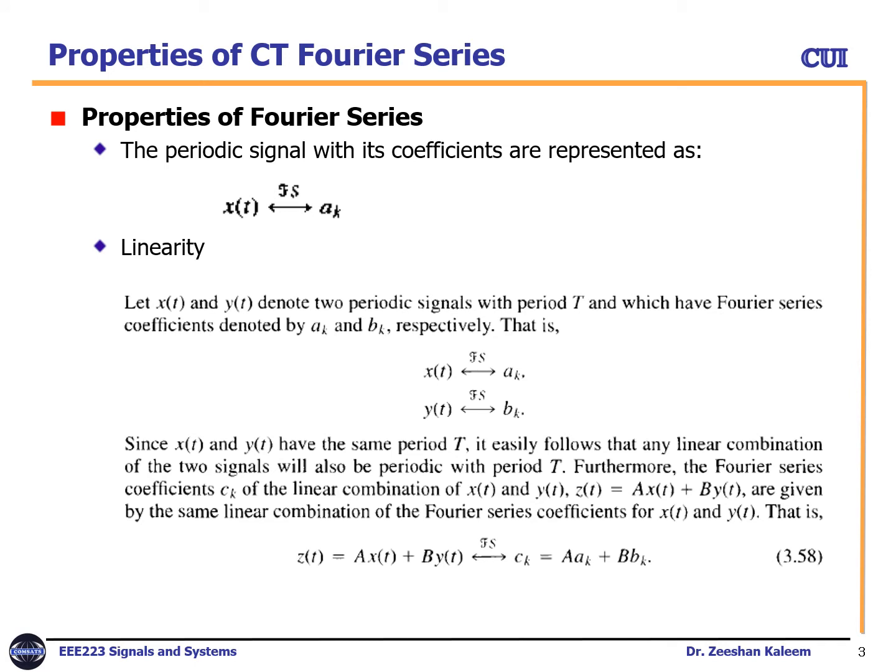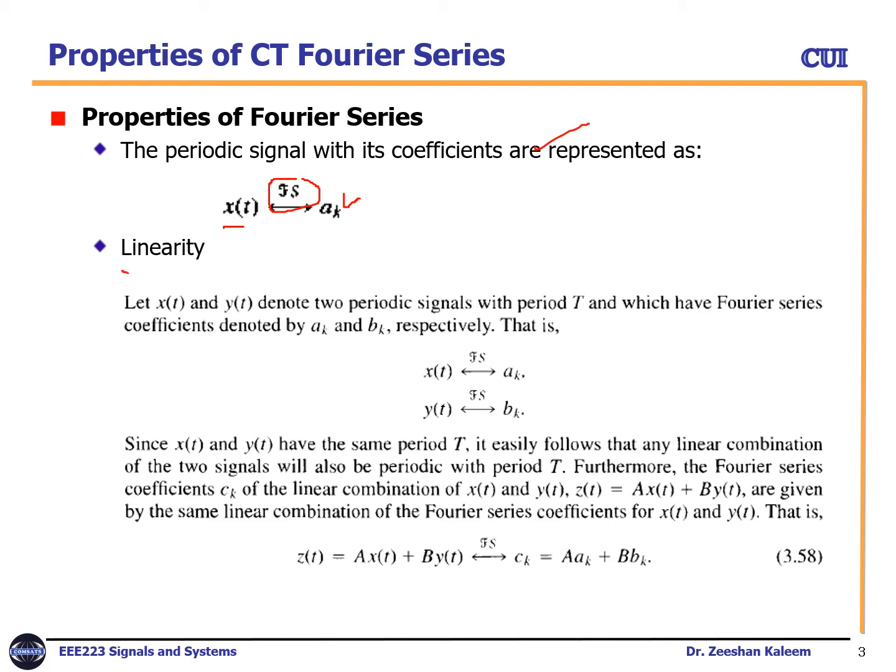Okay, let's discuss properties of Fourier series. The periodic signal with its coefficients are usually represented in this way. For example, you have a signal x of t, and if you take the Fourier series of that signal x of t, then you will get the coefficients ak, and these coefficients will constitute the Fourier series of that signal. For example, k can be 0, 1, 2, and so on. So these are the coefficients of the periodic signal x of t.